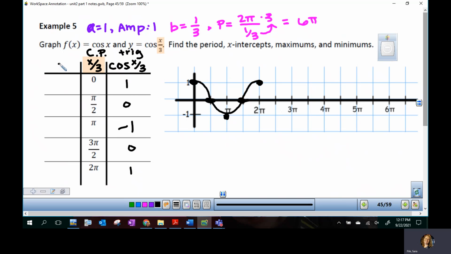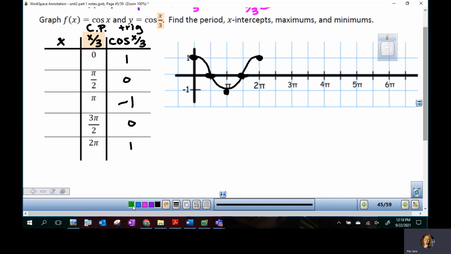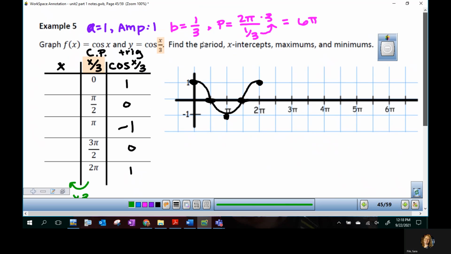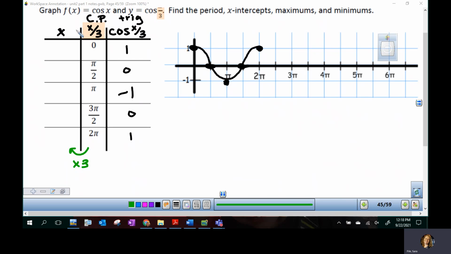All right, now to get x alone, what am I going to have to do to get rid of that divided by 3? What's the opposite? Multiply by 3. Okay, so because it was a fraction, I'm actually multiplying to go backward instead of dividing. Remember, if I were to divide out the b, dividing by 1/3 is actually the same as multiplying by 3. I'm multiplying this column by 3.